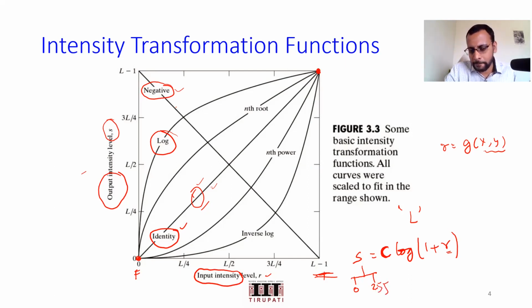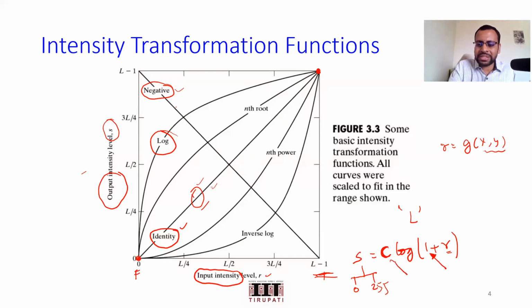Now, maybe before I go there, can anybody shed light on why perhaps I'm using 1 here? Why not simple logarithm of r? Sir, our input intensity starts from 0, but we cannot have log of 0. So we are adding 1. That's it. Good. That's all. So for that reason, I have log of 1 plus r.